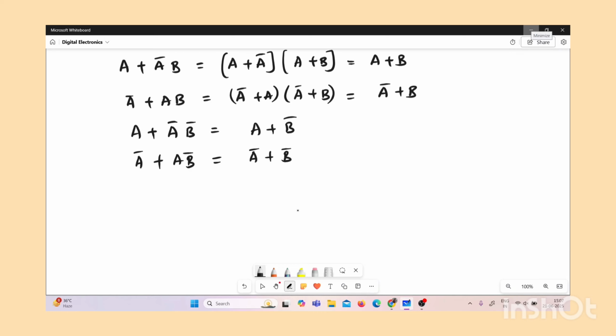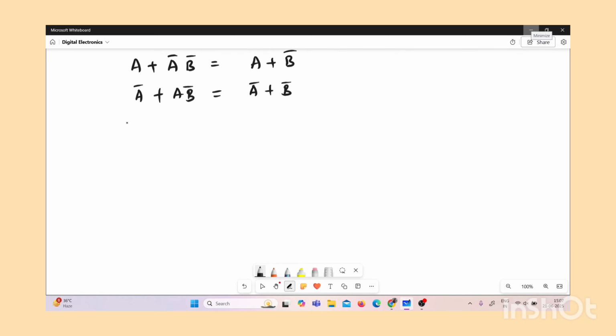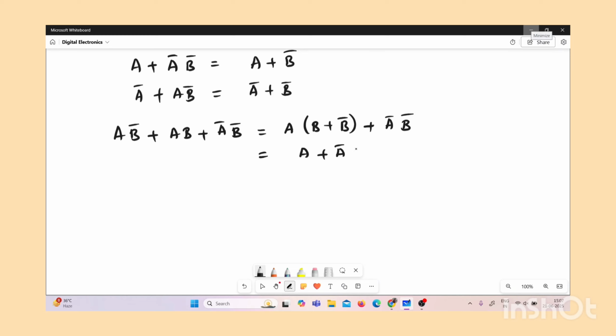Let us simplify some more expressions. Simplify ab bar plus ab plus a bar b bar. So from these two terms, a is common. So a into b plus b bar plus a bar b bar, b plus b bar is equal to 1. So a plus a bar b bar. So using the distribution theorem, we can write it like this: a plus b bar.